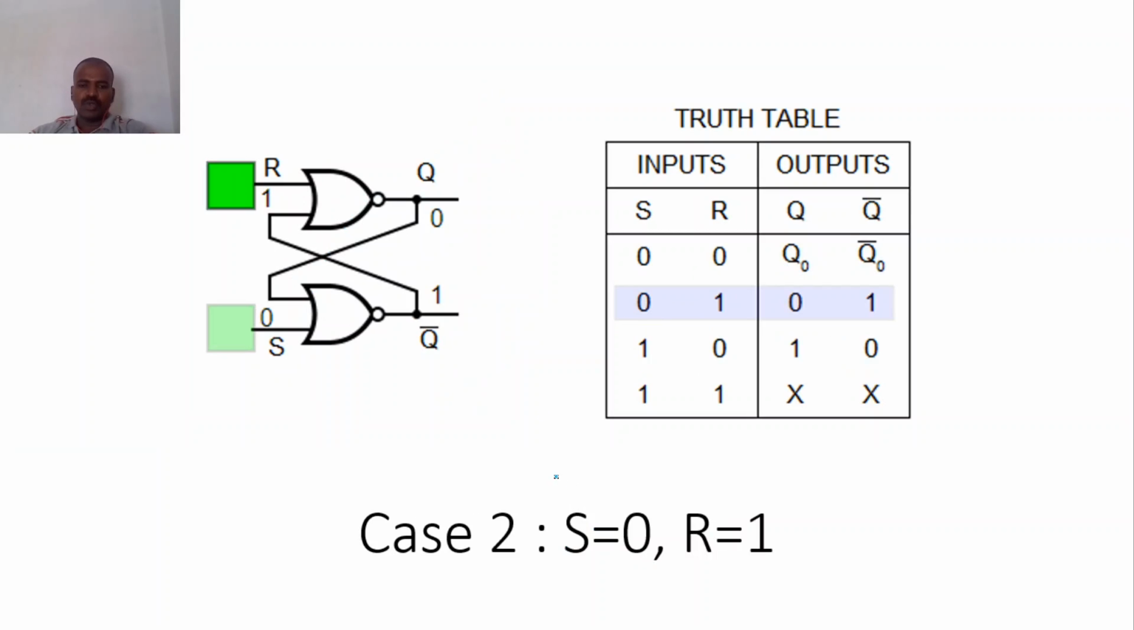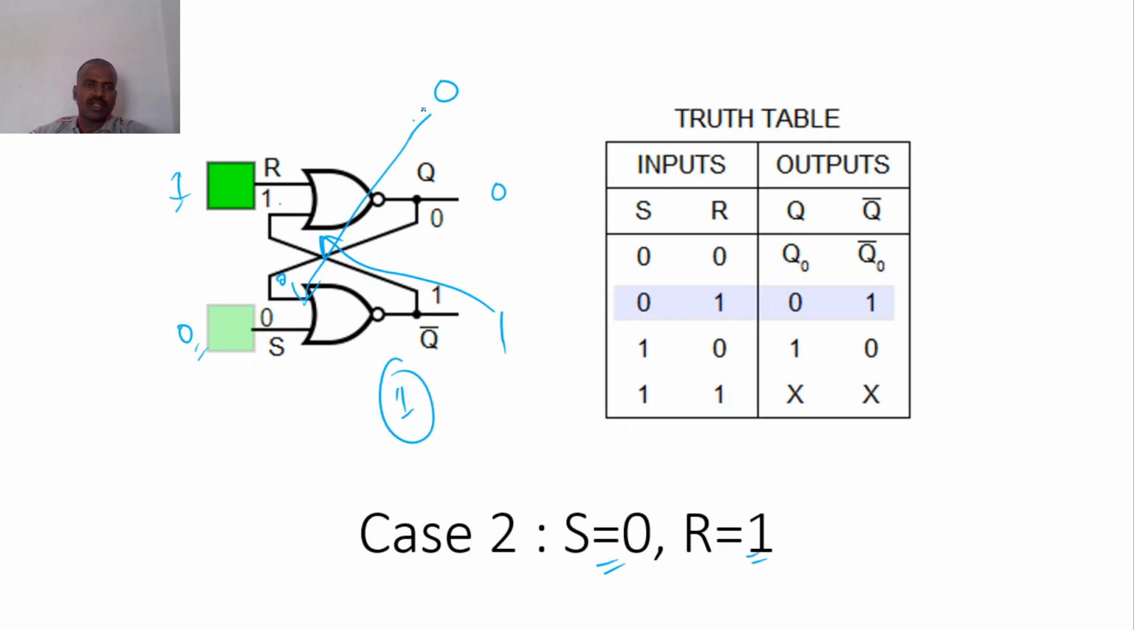And case number 2, S is equal to 0 and R is equal to 1. That is, this is a 1 and this is 0. First I am going to assign here 0 1. So now this 1 will come here. Already 1 is there, here 1. 1 1 in an OR gate gives 0. Now this 0 will come as an input here. Already here 0 is there. Now both are 0 0. In a NOR gate it is 1.